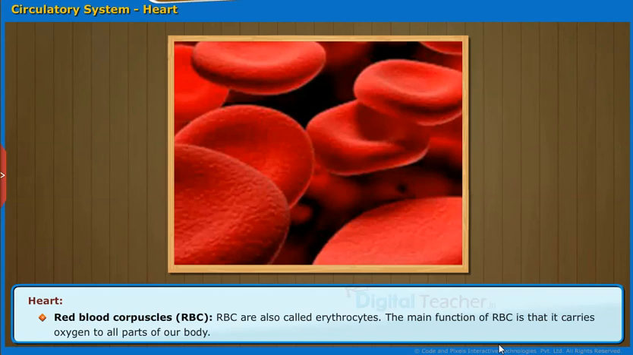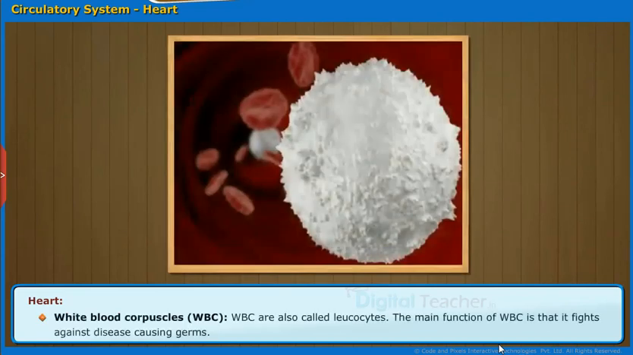The main function of RBC is that it carries oxygen to all parts of our body. White blood corpuscles or WBC. WBC are also called leukocytes. The main function of WBC is that it fights against disease-causing germs.